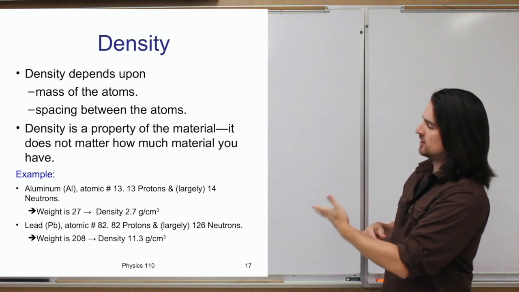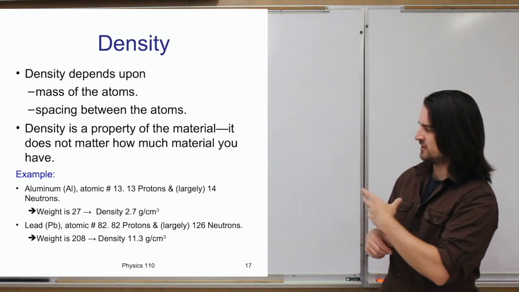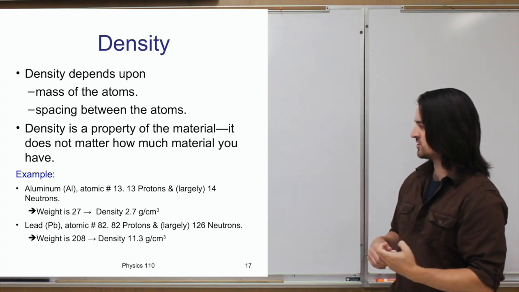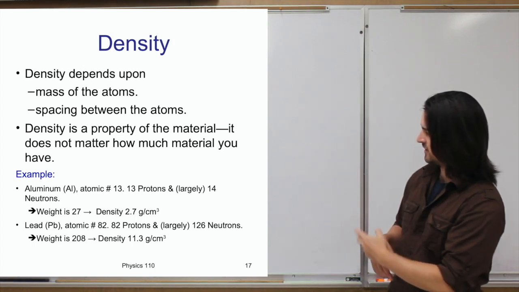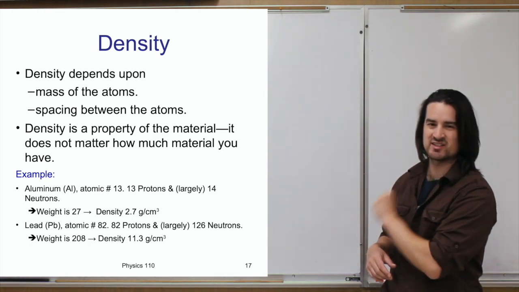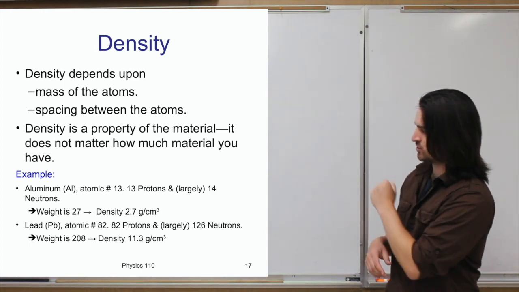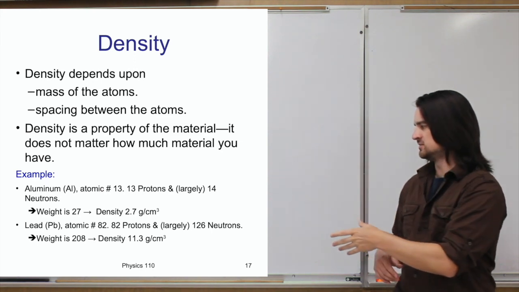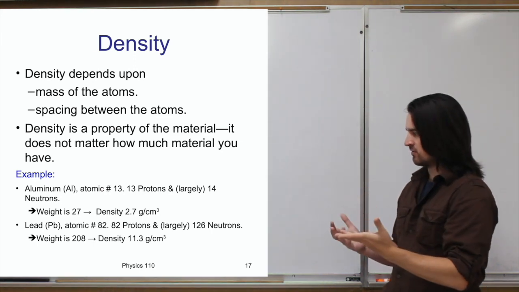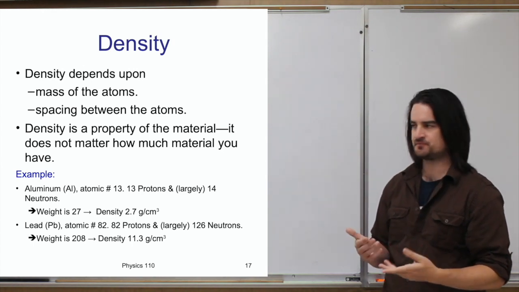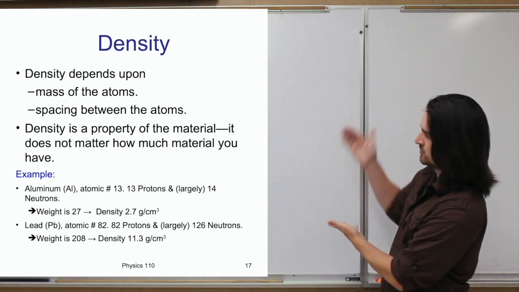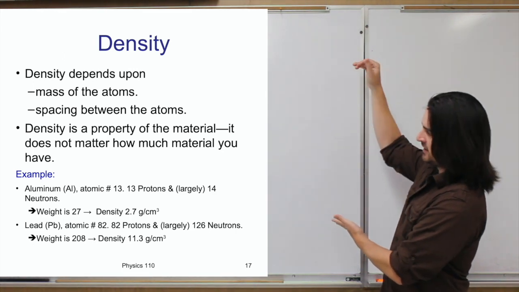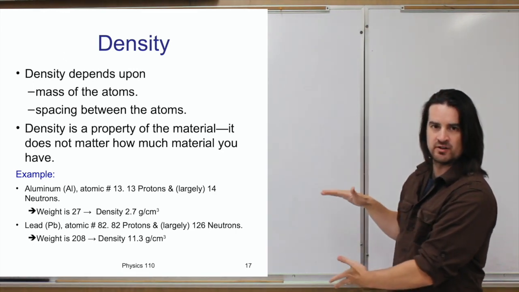As opposed to that, if you look at lead, lead is atomic number 82, meaning again 82 protons in the nucleus, and the most common isotope of lead has 126 neutrons. So its atomic weight is actually 208. Its density is 11.3 grams per cubic centimeter. This is only really an example of the individual mass of the atoms making up a material ending up producing a much more dense material.